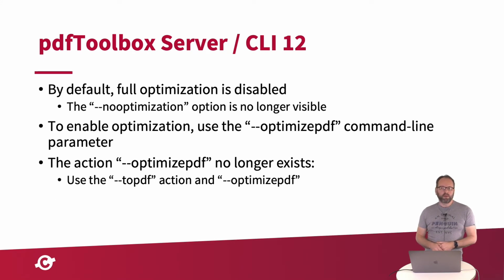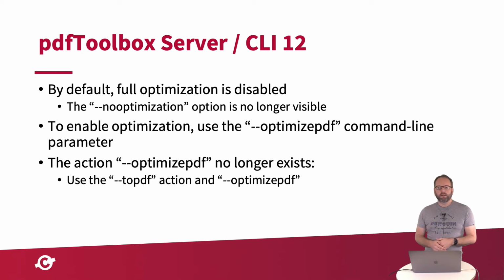Same for pdfToolbox Server CLI, where it was on by default in version 11 and before. Now it is off by default, and you have to switch it on if you want to save as an optimized file. And this brings with it some changes in the options and commands that you have in pdfToolbox CLI. So that is important to know. There was a no optimization option that is no longer there.